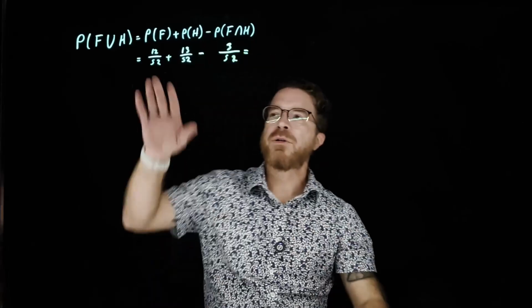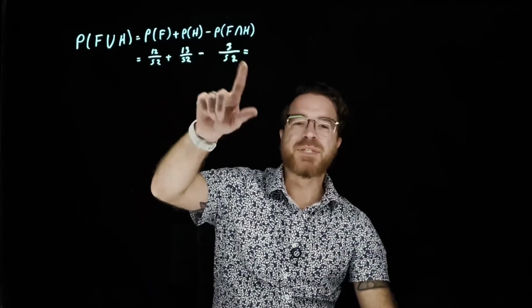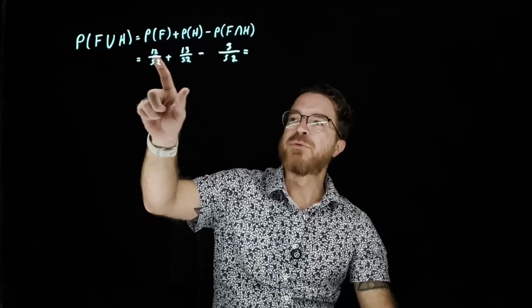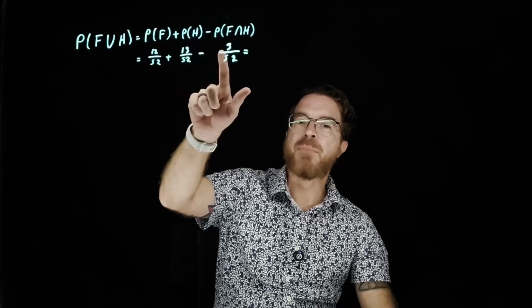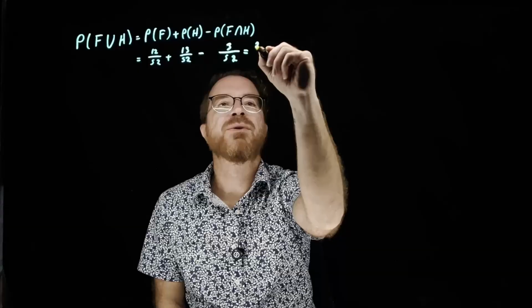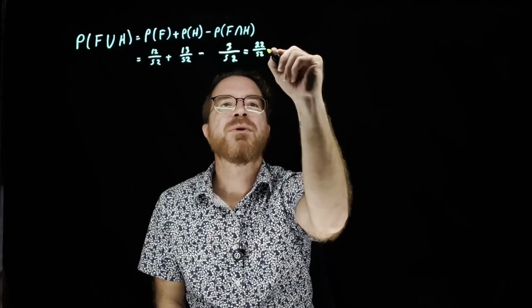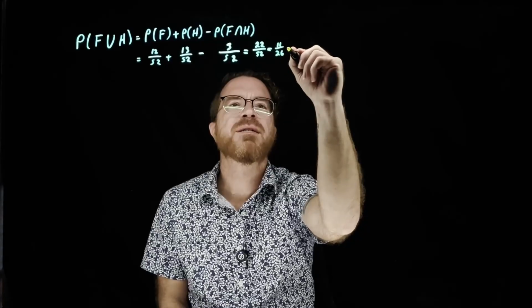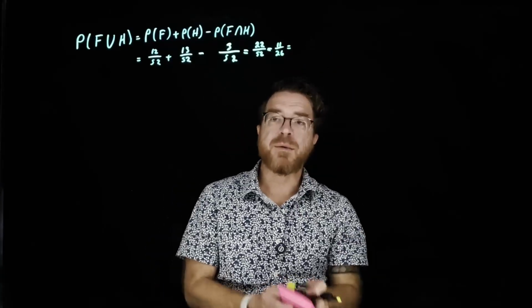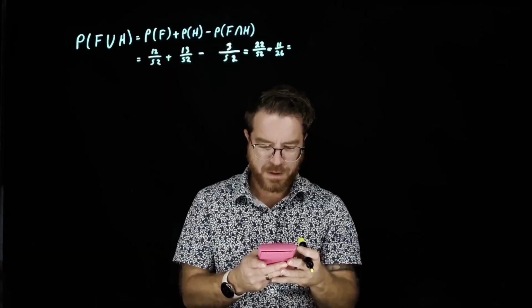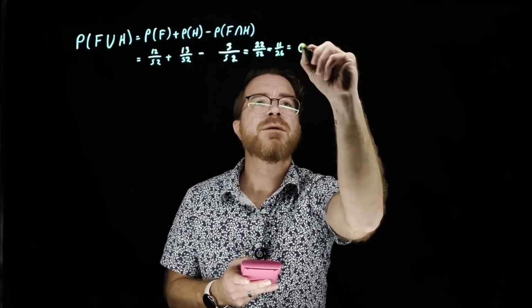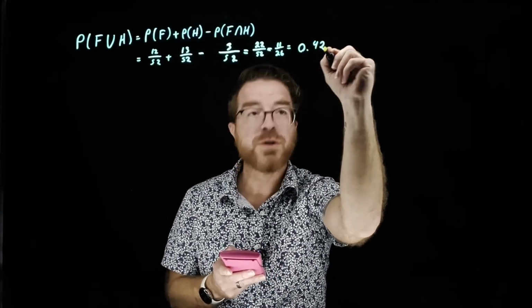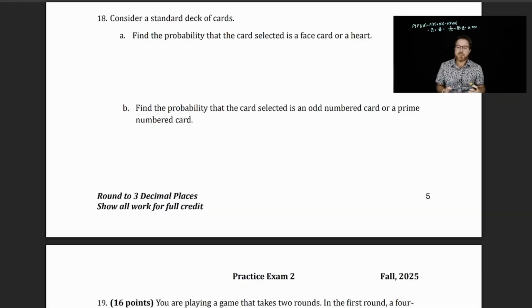So if we look at the numerators of our fractions, because they're all the same base, we can just add and subtract them. We have 12 plus 13, which is 25, minus 3 gives us 22 out of 52, which of course would be 11 out of 26, which would then end up being 0.423.